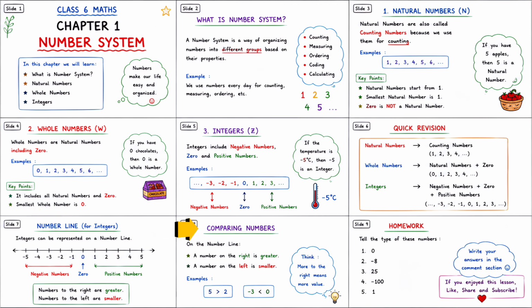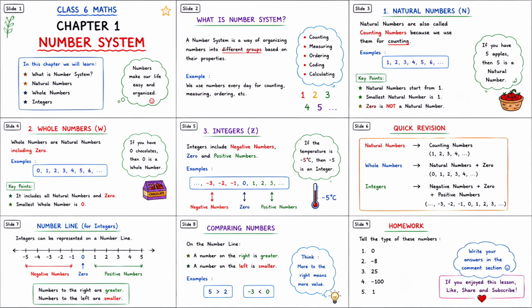Comparing numbers. Now, let's learn how to compare numbers using the number line. This is a very simple rule. The number on the right side is always greater. The number on the left side is always smaller. For example, 5 is greater than 2. We write it as 5 > 2. Another example. -3 is smaller than 0. We write it as -3 < 0. So always remember, move right = greater number. Move left = smaller number.